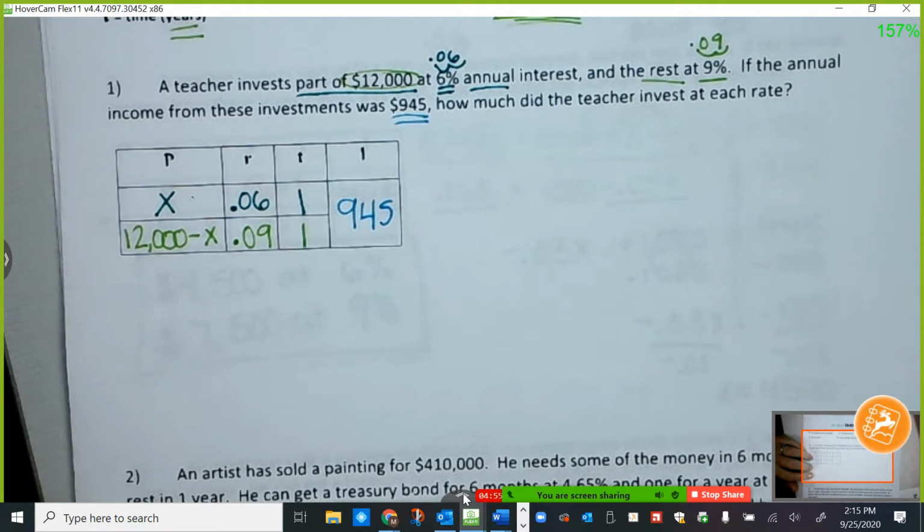Now, if it doesn't tell you the total, you can't really use that trick. Like, there's one on the practice that says she did a certain amount, or she did X amount of money here, and then double that the second time. So you wouldn't be able to add them there because it didn't tell you the total.